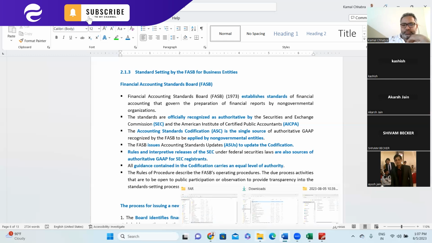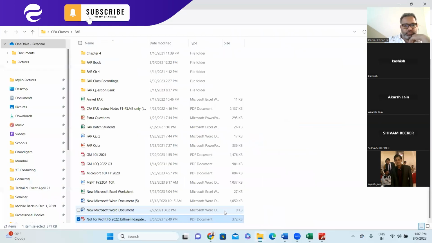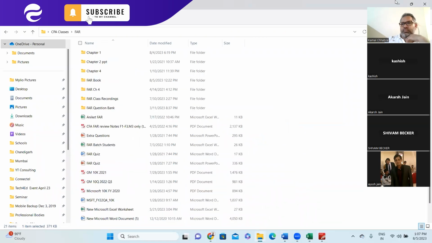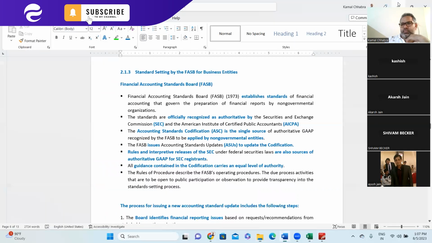Sir, FASB is basically the standard setting board, which promulgates all the accounting standards for adoption by companies.